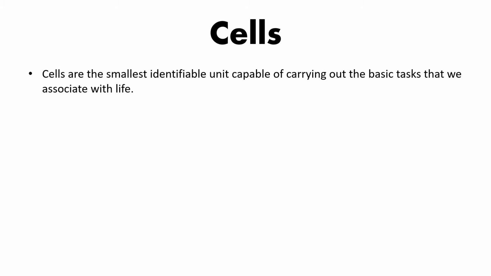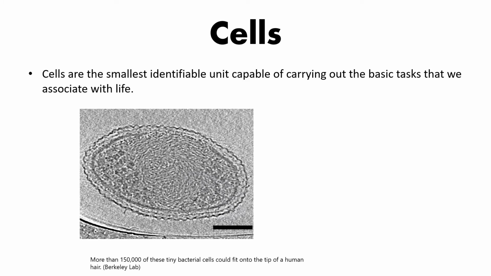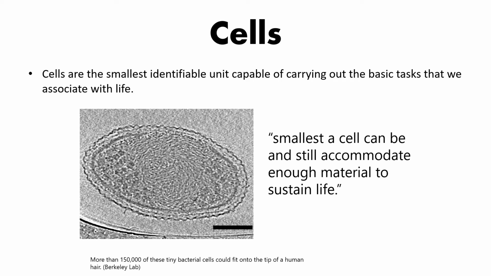So cells are going to be the smallest unit of life, but how small can they actually get? Well, this is the smallest cell that has been discovered to date, and this is a tiny bacterial cell, and you could fit 150,000 of these on the very tip of a human hair. So they are absolutely tiny. They don't think that a cell could get much smaller than this because there's not enough room to contain all the materials that life needs.